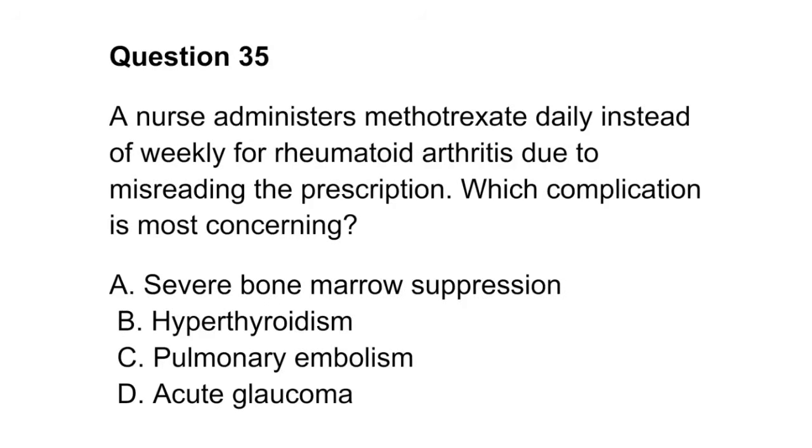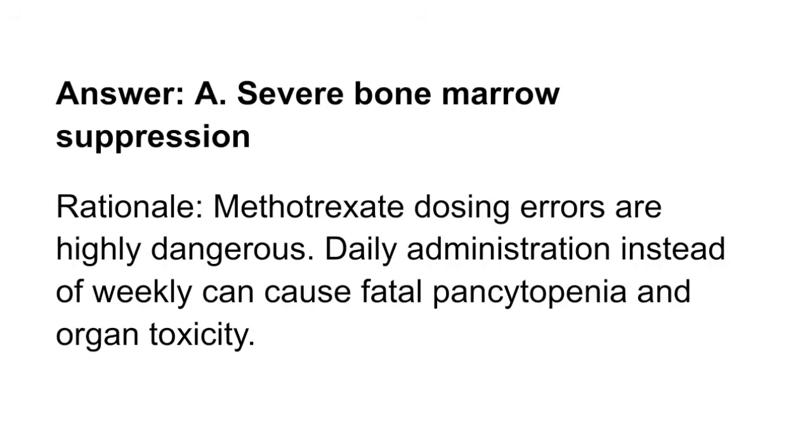Question 35. A nurse administers methotrexate daily instead of weekly for rheumatoid arthritis due to misreading the prescription. Which complication is most concerning? A. Severe bone marrow suppression. B. Hyperthyroidism. C. Pulmonary embolism. D. Acute glaucoma. Answer: A. Severe bone marrow suppression. Rationale: methotrexate dosing errors are highly dangerous. Daily administration instead of weekly can cause fatal pancytopenia and organ toxicity.